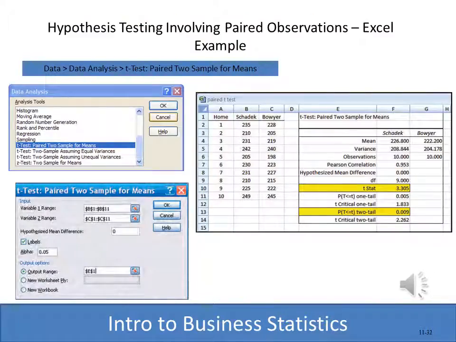Now, as you can see with this slide, there is also an Excel data analysis test that will allow you to do this. This is the t-test two-sample for means, and it works just like the other one. You just put the input range, your alpha level, level of significance, and an output range, and in this case you can see that it does indeed compute the t-stat, and it also gives you the critical values and also the p value.